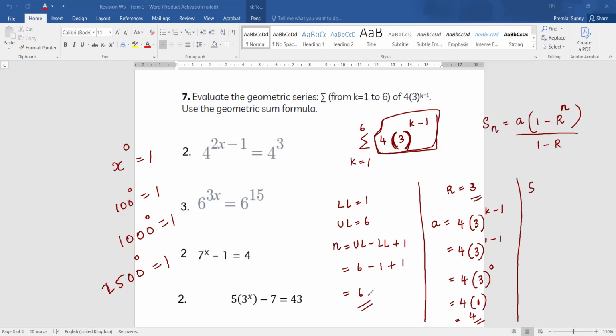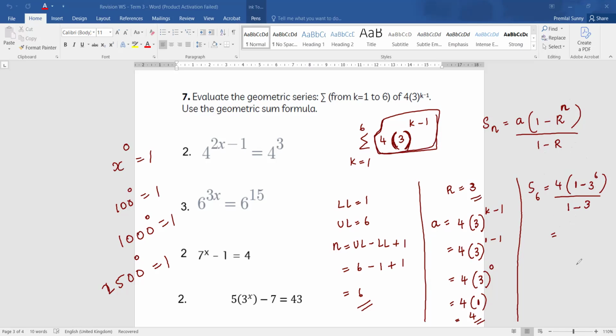Now sum of n, n is 6, is equals to a. A is, what did we get? 4 into 1 minus r. R was 3 to the power of n. What is n? N is 6, divided by 1 minus r, which is 3.